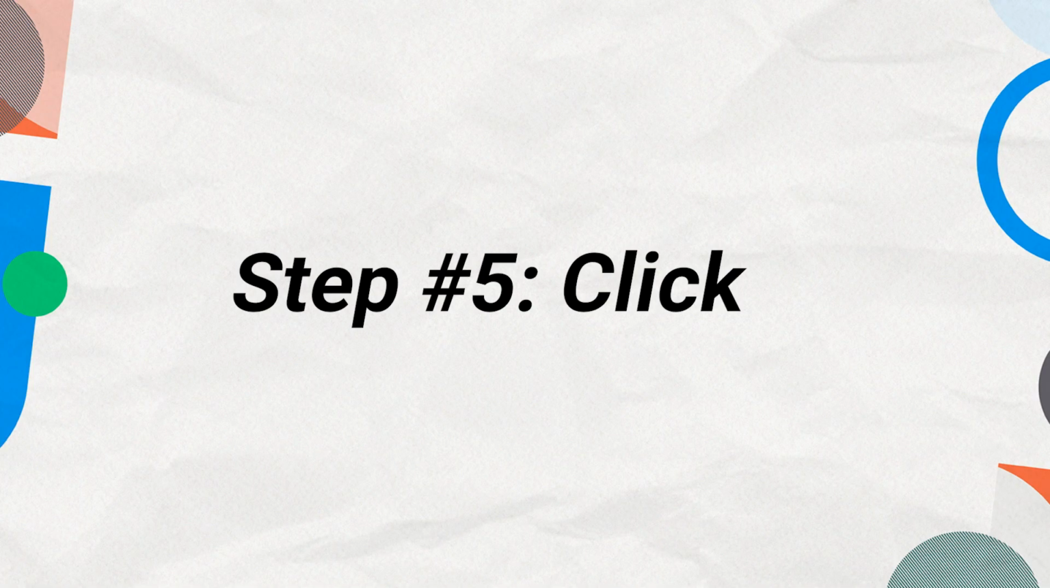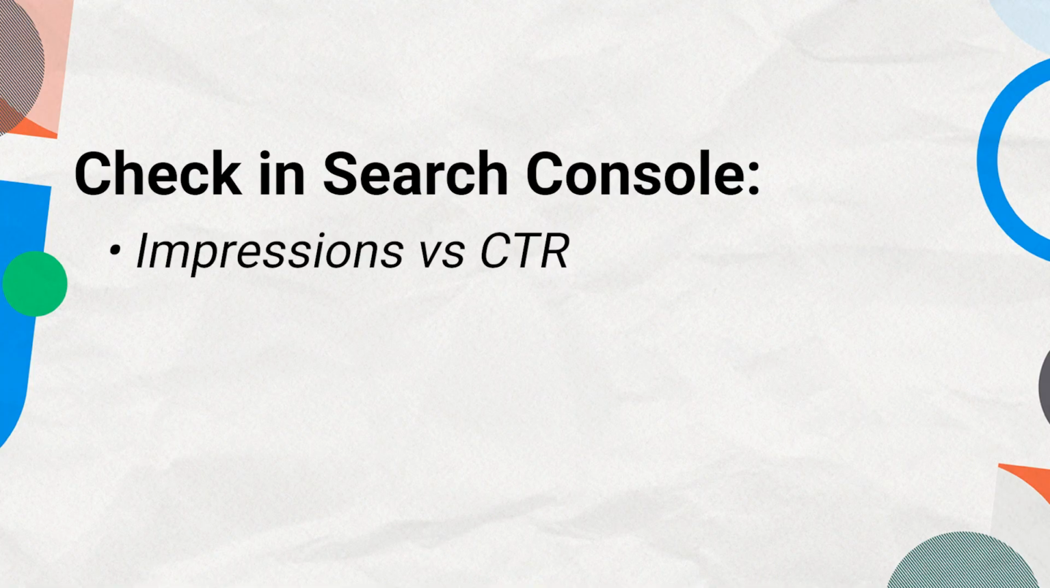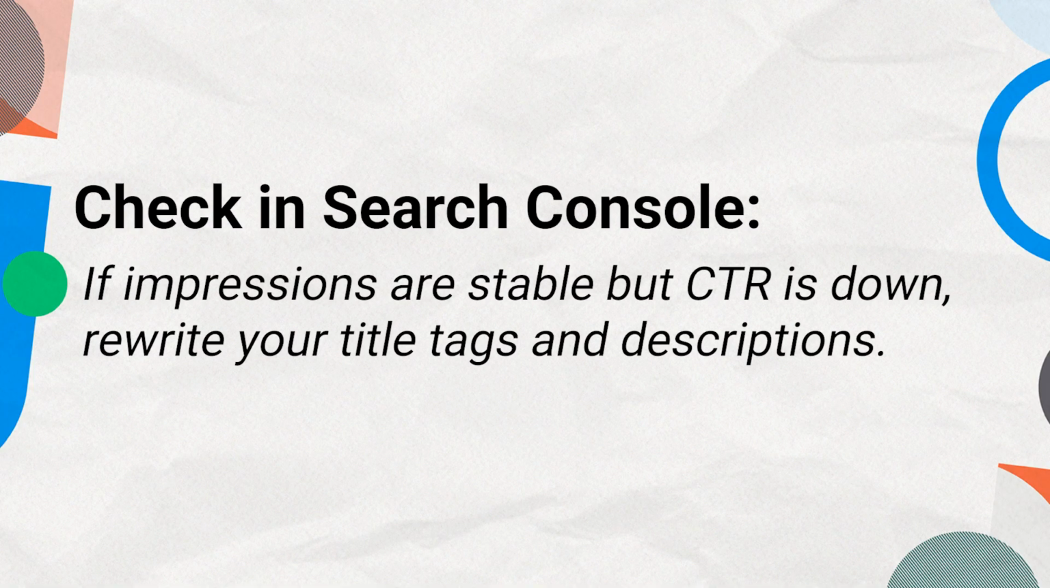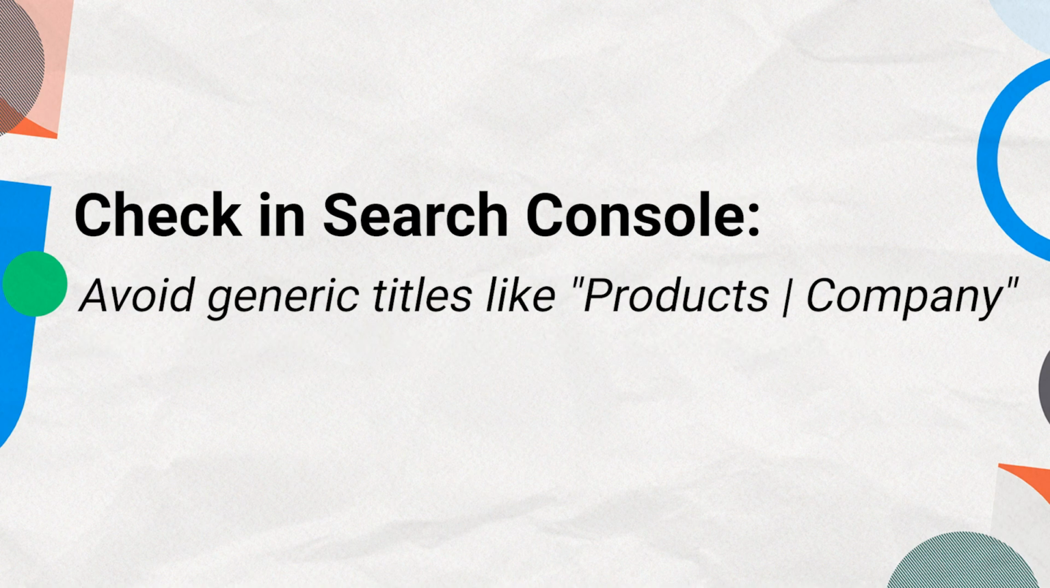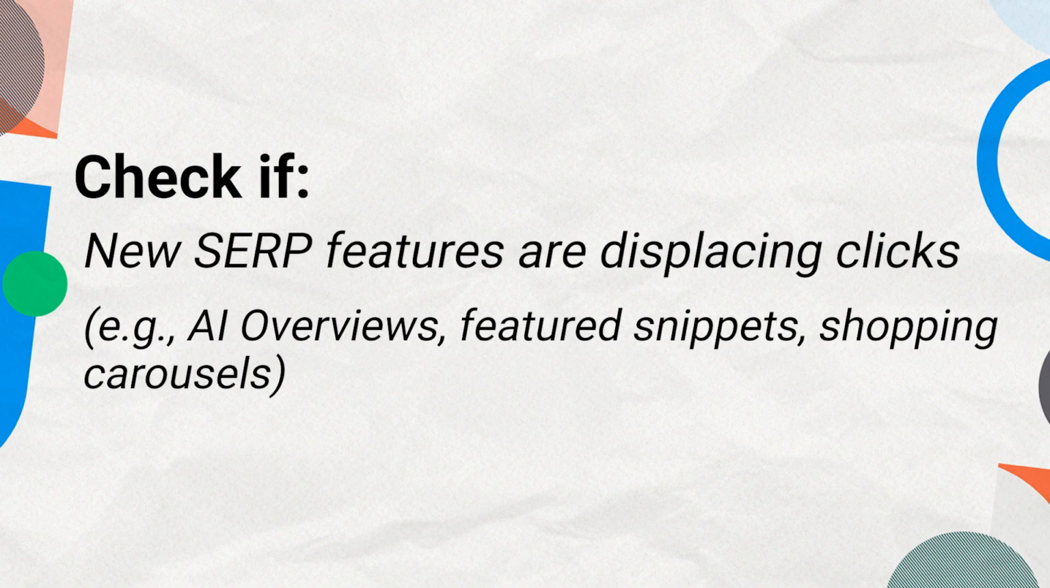Step 5. Click. So what if rankings didn't drop, but traffic did? This might be the trap. It might not be your site. It could be a SERP layout change. Check impressions versus CTR in Search Console. If impressions are stable, but CTR is down, rewrite your title tags and descriptions. Avoid generic titles like products or company. Check if new SERP features are displacing clicks: AI overviews, featured snippets, shopping carousels. Your listing can be ranking, but pushed below the fold. And if your snippet date looks old, CTR suffers. Update your content with real improvements, not just date changes.